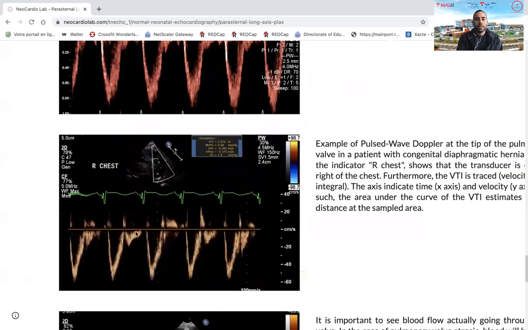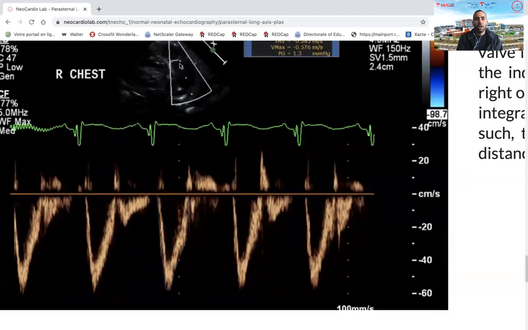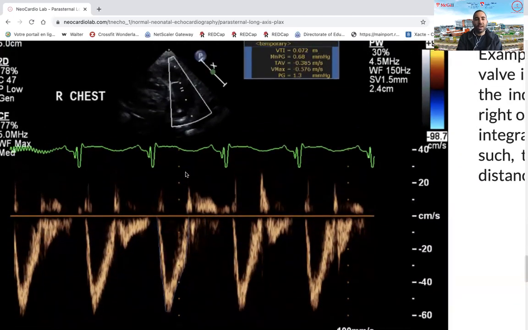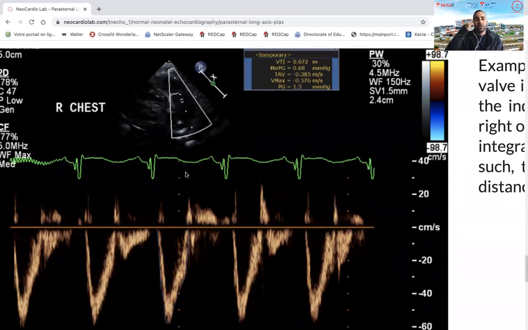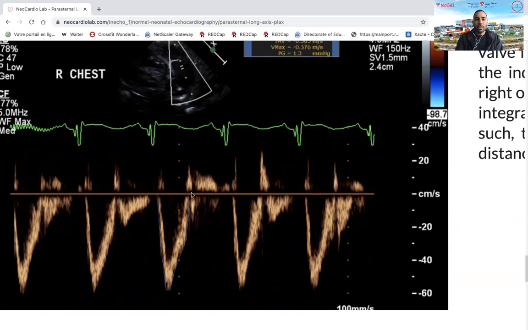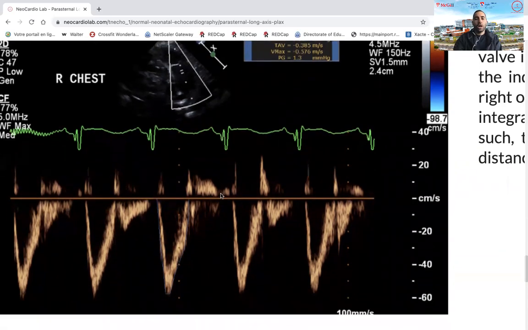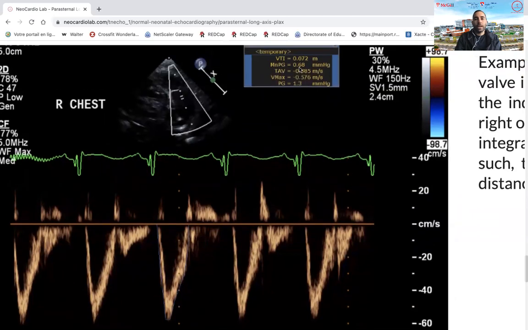And so this is an example of a patient here in which we did do a pulse wave Doppler at the tip of the pulmonary valve in the parasternal long axis view. And here we did a tracing of the area that is outlined in systole. During the ejection phase, you can see that the velocity time integral gives you an estimate of 0.072 meters. It can also tell you what would be the mean pressure gradient that can be derived from that.